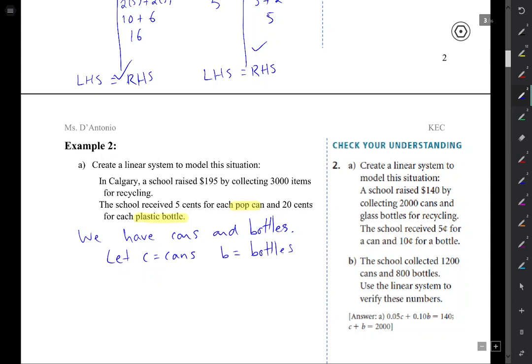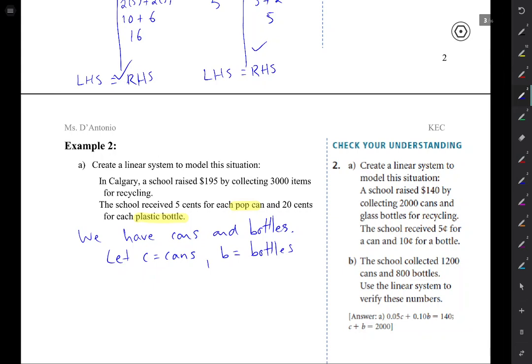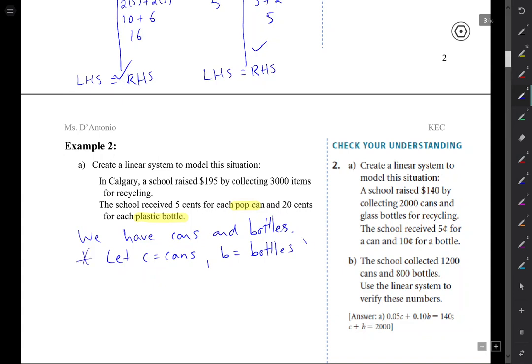It's very important that you write this down and define what variables equal what. Even though it's kind of obvious, you would be like, oh, of course C is can and B is bottle. But that is something you will lose marks for in pre-cal if you don't define it like we did right here. So make sure you put that step.